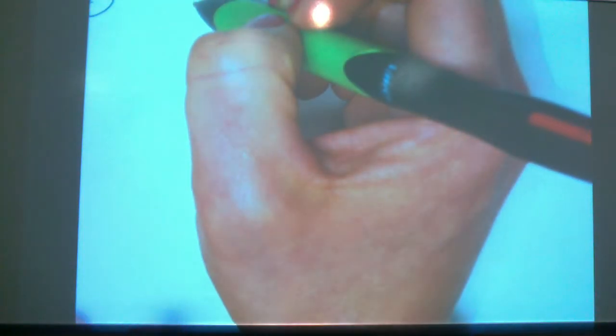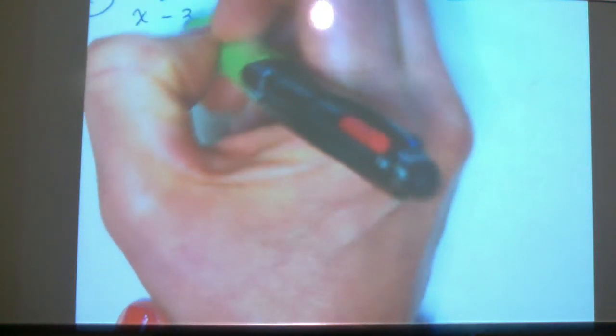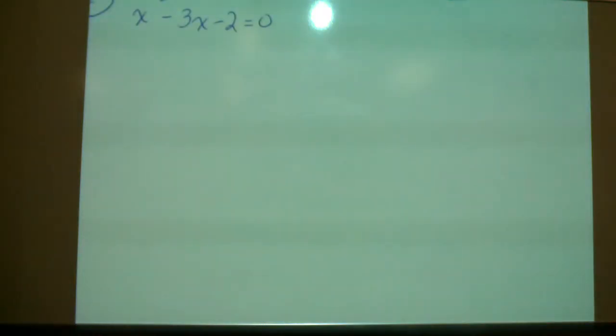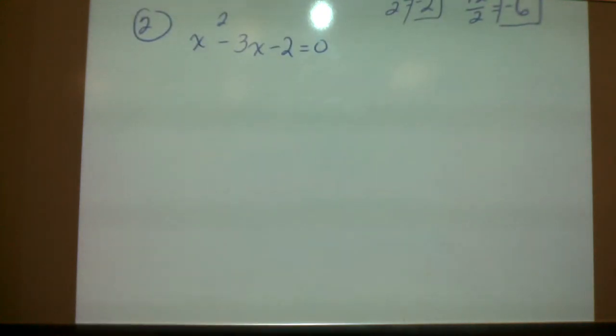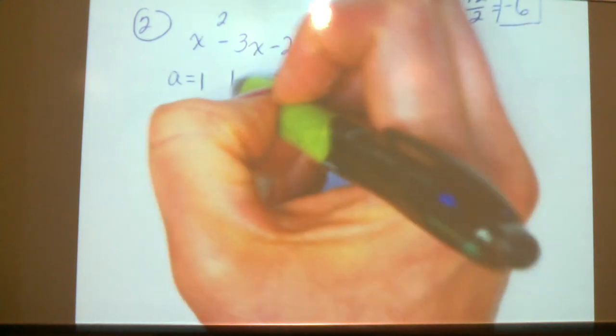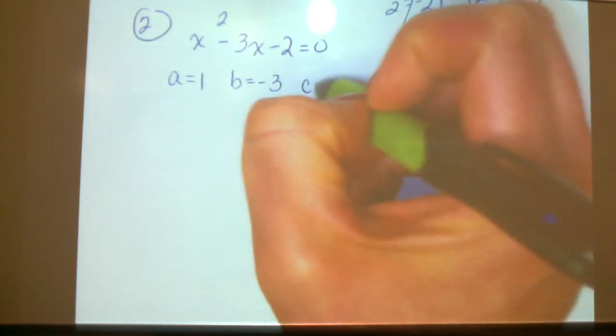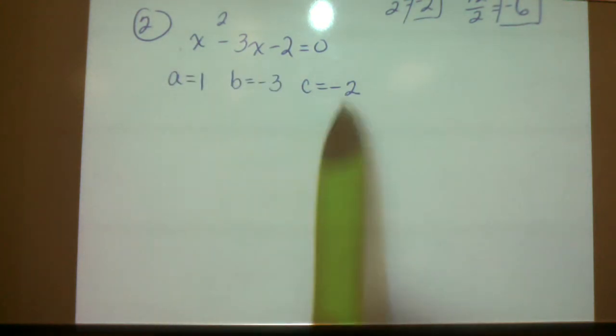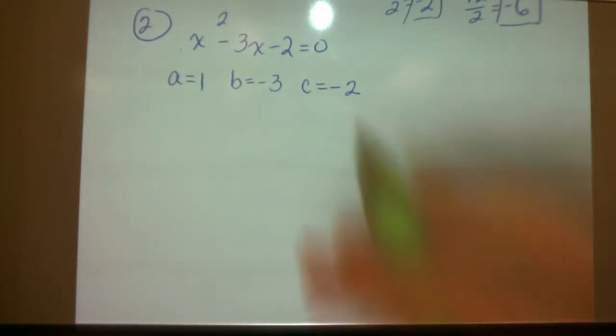Let's take a look at number 2. I've got x squared minus 3x minus 2 is equal to 0. Let's move that over so you can see a little bit better. Okay, our a is 1, our b is negative 3, our c is negative 2. That's going to be your first step. You're going to label. Now I'm going to substitute in.